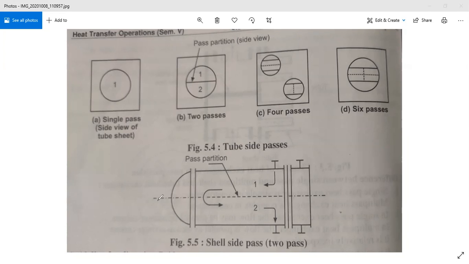Now the next and commonest example of the industrial heat exchangers is the shell and tube heat exchanger. We have discussed this shell and tube, but I will just recall in a few minutes what exactly the shell and tube heat exchanger is. This diagram clearly shows you the part of the shell and tube heat exchanger that is called the shell.